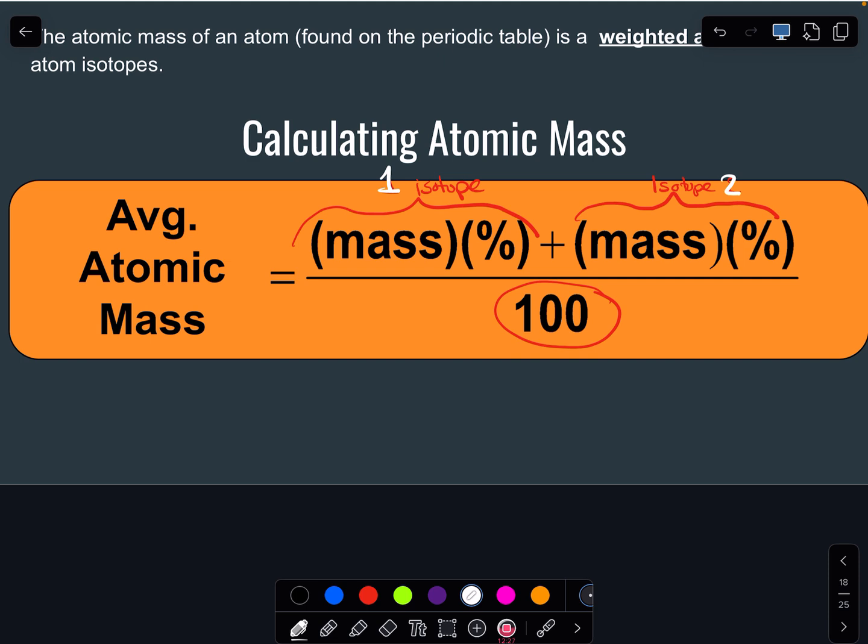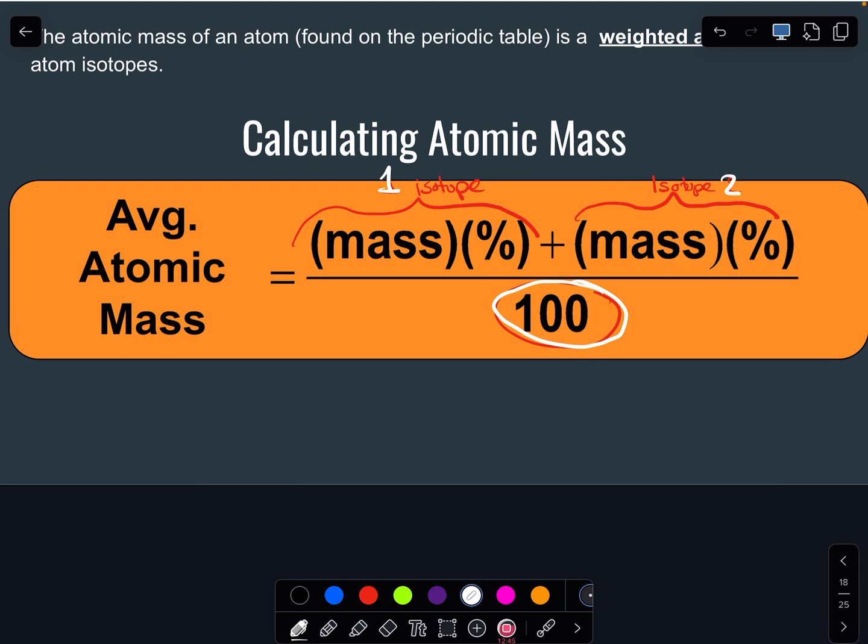And then if there's 3 isotopes, you would add all of them, however many isotopes you have, and then to get it out of a percentage, we divide by 100. Now, mathematically speaking, if you understand percentages, you could just change them to decimals first and not divide by 100. That would also work, okay?